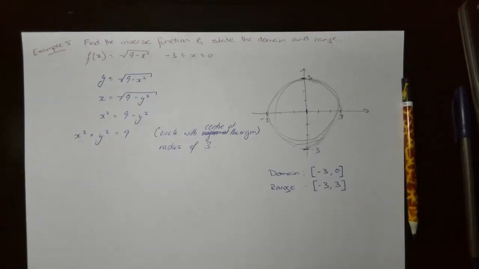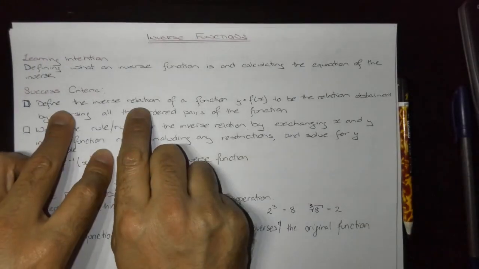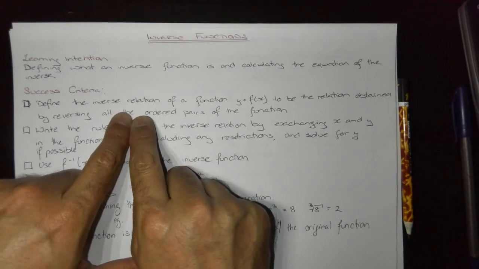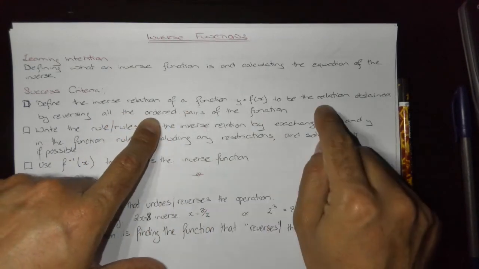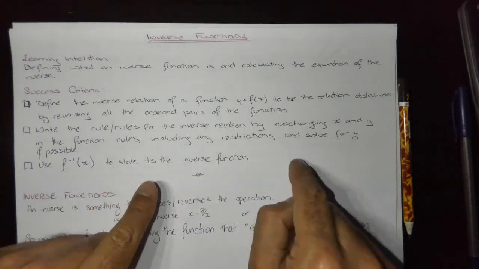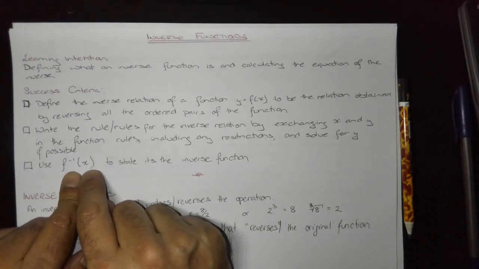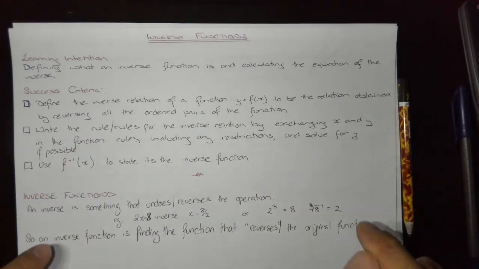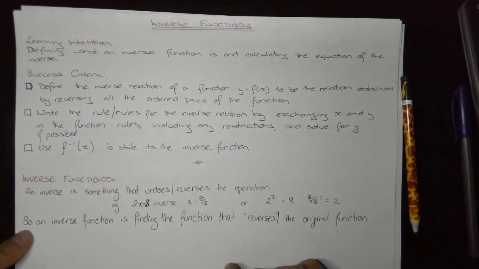Looking back at our notes, we need to be able to define the inverse relationship of a function. By swapping, the ordered pairs swap, and by swapping x and y, we get the inverse function. The inverse function is written as f to the power of -1 of x. It's not the same as the reciprocal, 1 over f of x, just so we know that. So we're able to find the rules and then use that to graph our new function.